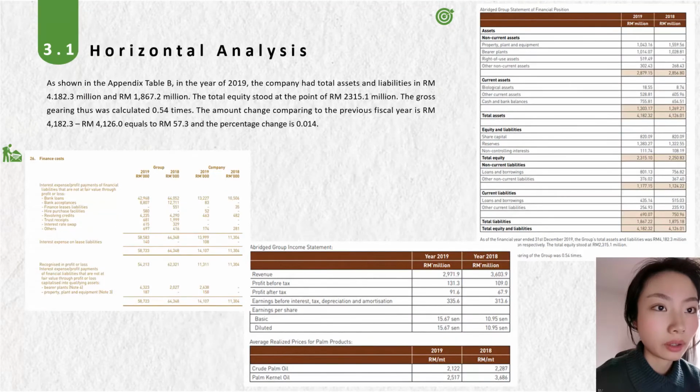As shown in this table, in the year of 2019, the company had total assets and liabilities of RM4,182.3 million and RM1,867.2 million. The total equity stood at the point of RM2,315.1 million. The gross gearing was thus calculated at 0.54 times. The amount changed comparing to the previous fiscal year is RM4,182.3 minus RM4,126 equals RM57.3, and the percentage change is 0.014.